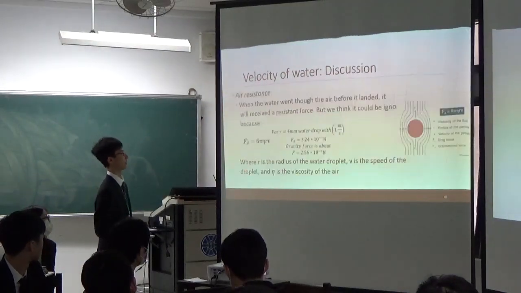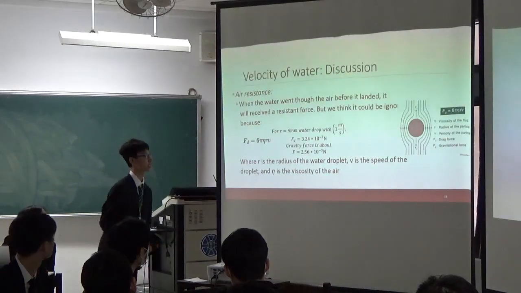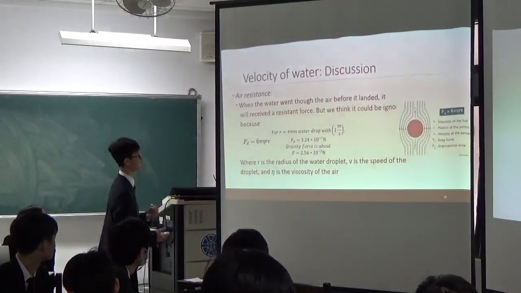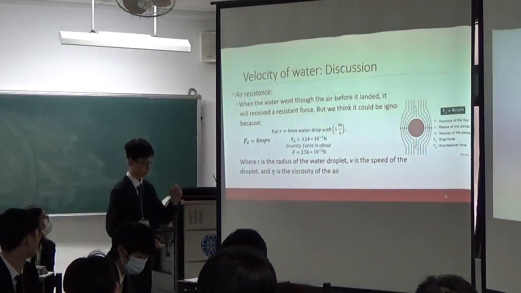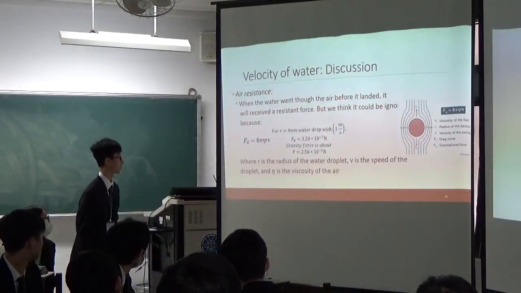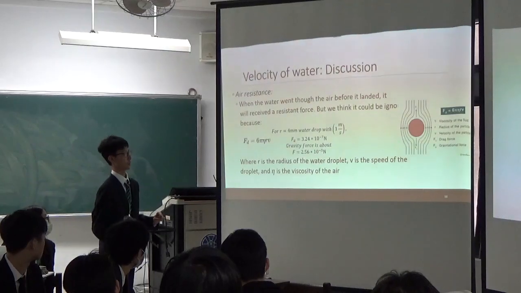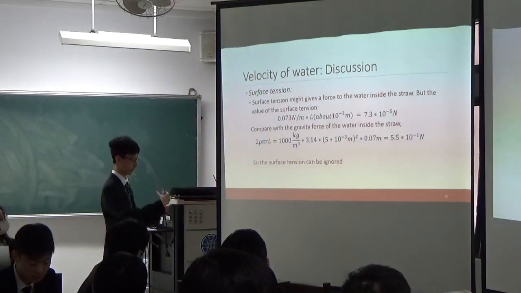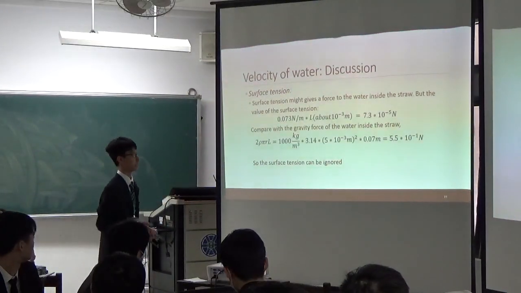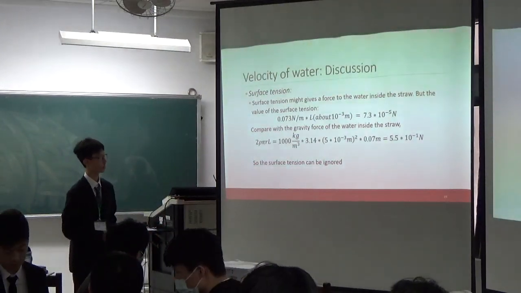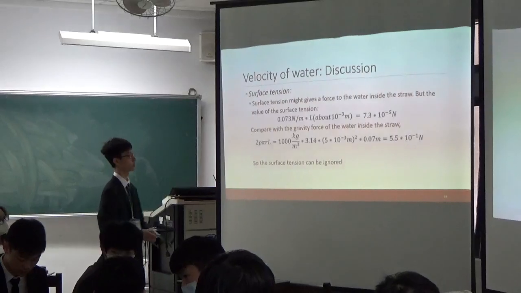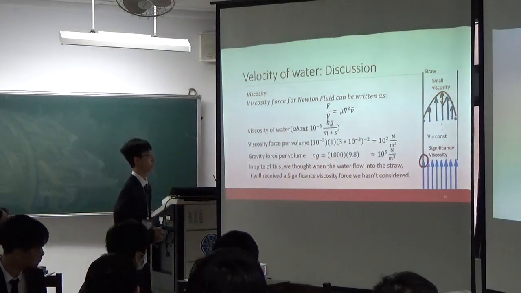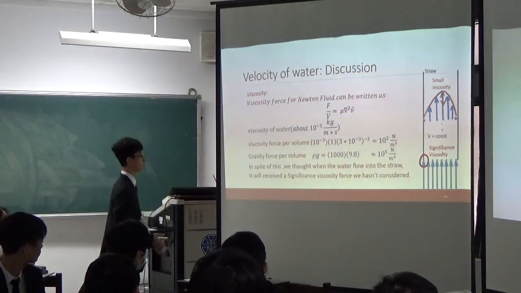We observed air resistance. We use the formula for the air resistance of a small ball, and found that it should be much smaller than the gravity force. Next, the surface tension force acts in the straw. We think it's much smaller than the gravity force, so the surface tension can be ignored too. And the viscosity force is also much smaller than the gravity force.